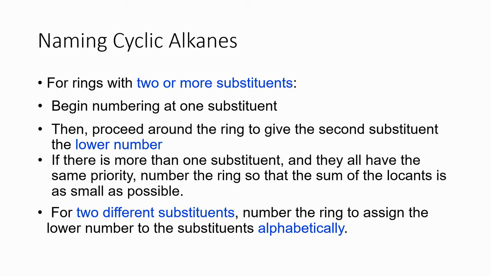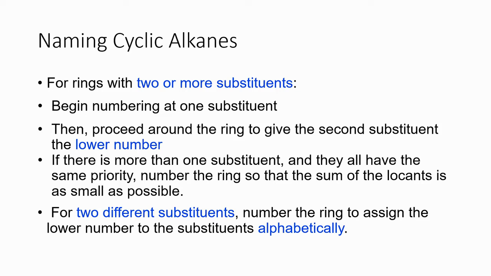If we have more than one substituent, so if we have like 3 substituents, then all of them have equal opportunity to be the first one. So they all have the same priority. That's what I'm looking for. And so it doesn't matter which one you start with as long as the numbers of the substituents is the lowest it can be. Okay? And then if you just have 2 different substituents, then you're going to pick number 1 to be the one that is alphabetically first.